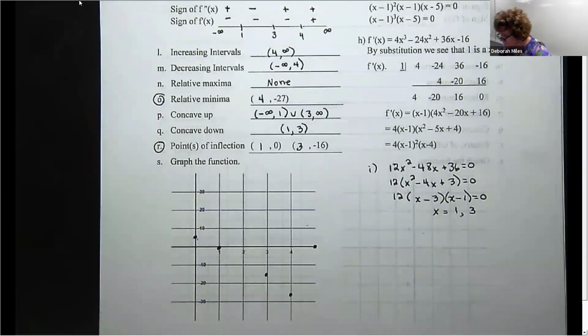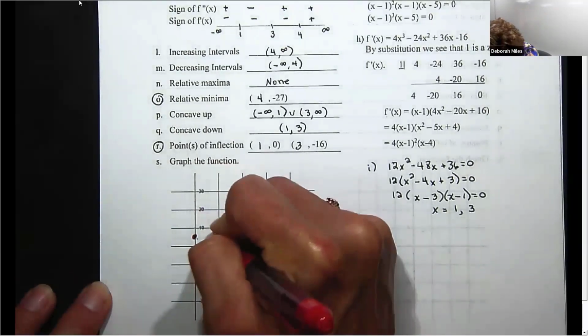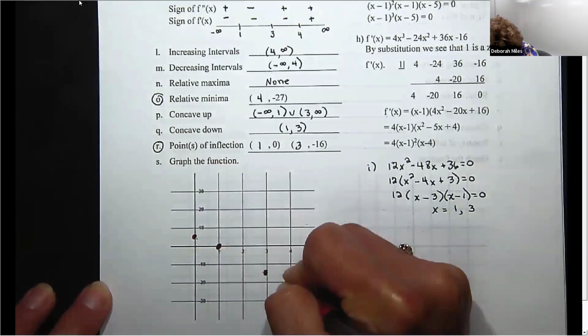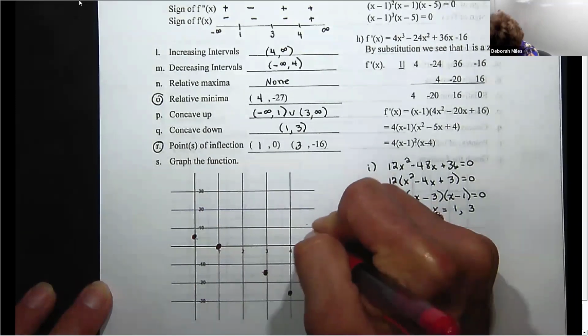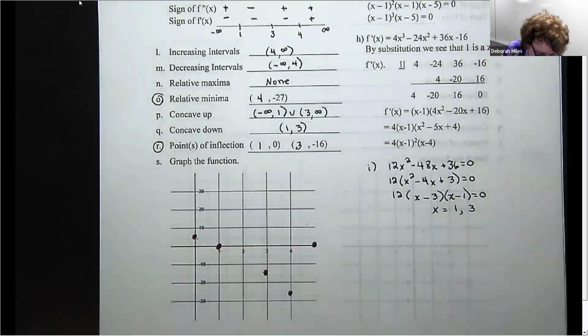Actually, so you can see better. I don't know if I can do red on top of black, but I want those points to show up better. All right. I suggest that you graph in pencil, because you might need to change something about your graph.